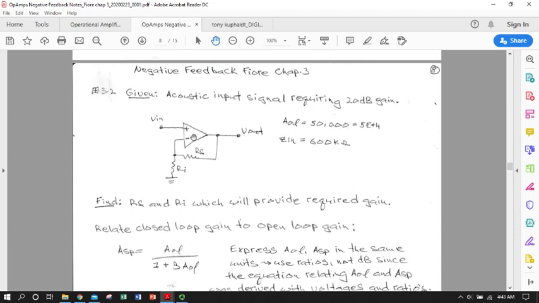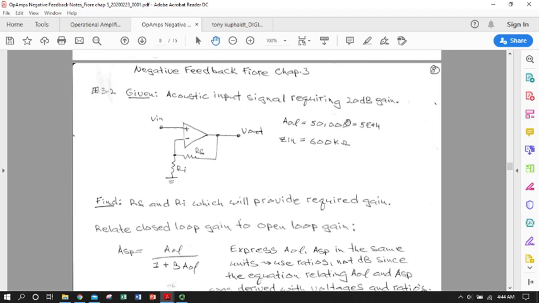So we have an acoustic input signal requiring 20 decibels of gain, and we have our feedback circuit in our op amp. Okay, so we need a V out over V in. Take the log base 10 of it, multiply by 20, and we need to get 20 as a result of that calculation. So if we express 20 decibels as a voltage ratio, we end up with 50,000.